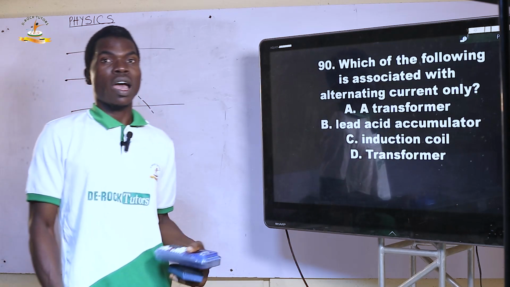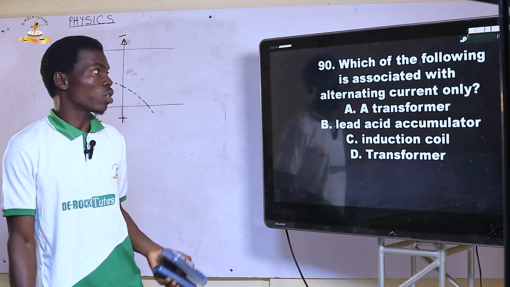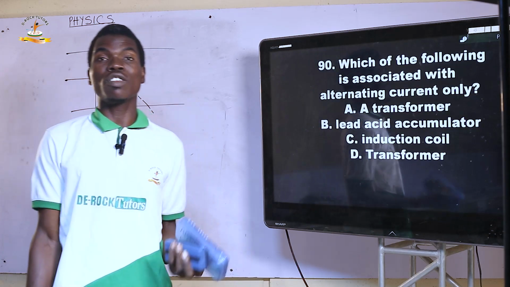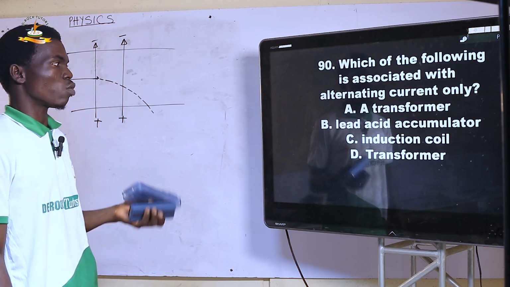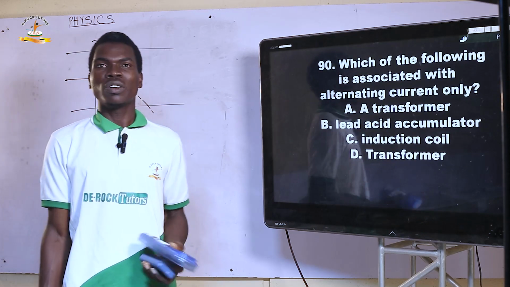Lead acid accumulator, the accumulator does not have anything to do with AC. What it is giving you is a DC current. So the correct option is transformer, either A or D. Next.